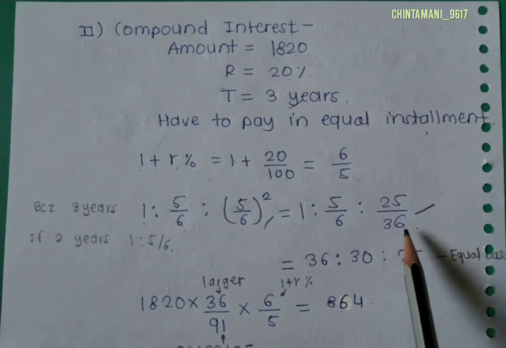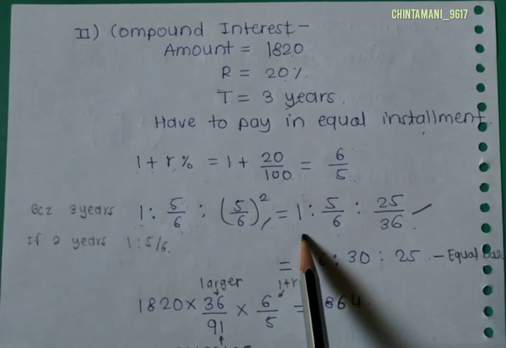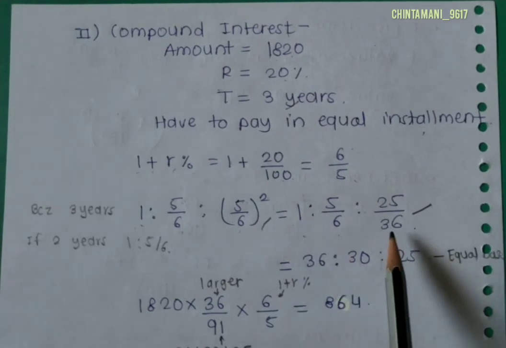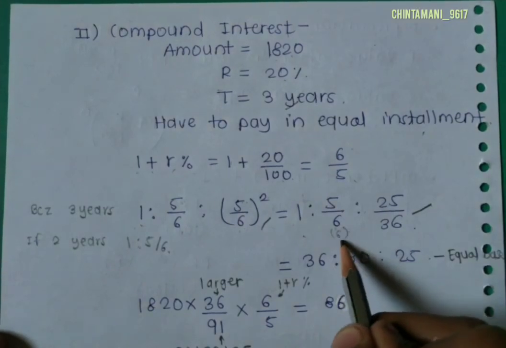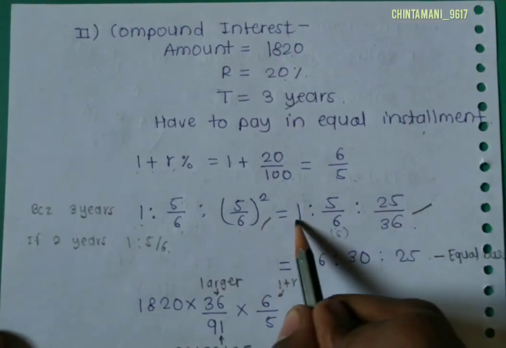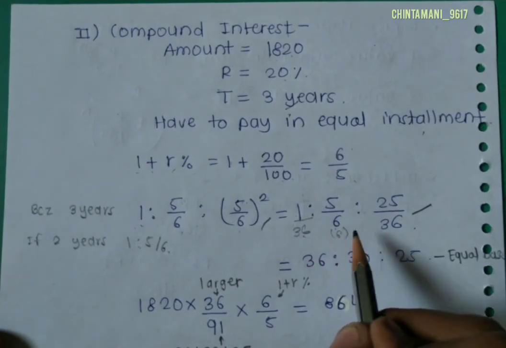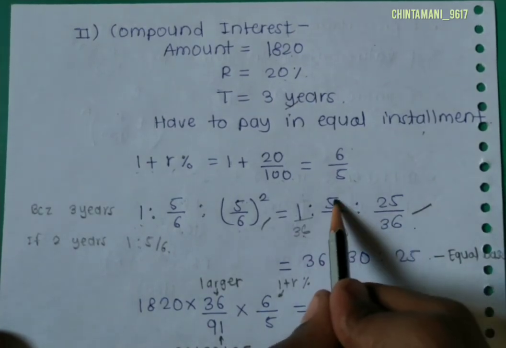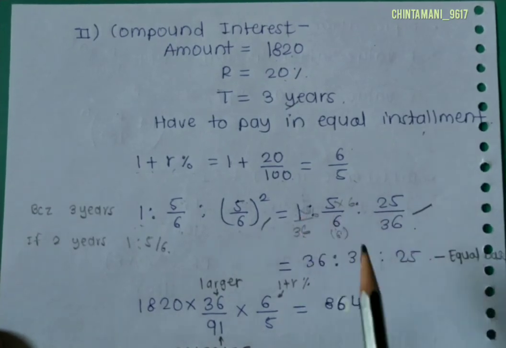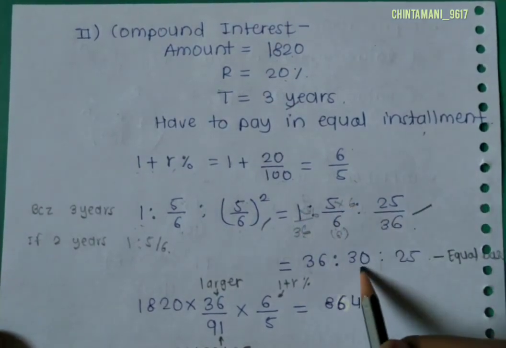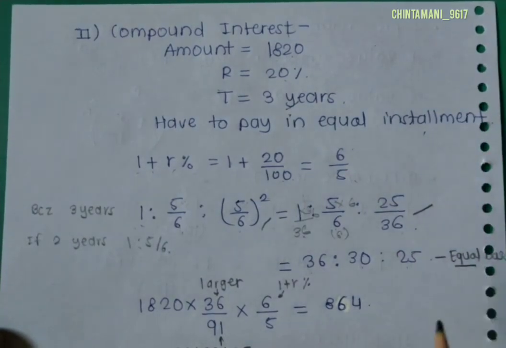Then we have to make the denominators equal. So how are we going to do that? Just multiply 6 by 6, and this denominator has 36. If we multiply the denominator, then we have to multiply the numerator as well. So 1 into 36 is 36, 5 into 6 is 30, and 25, the equal base.